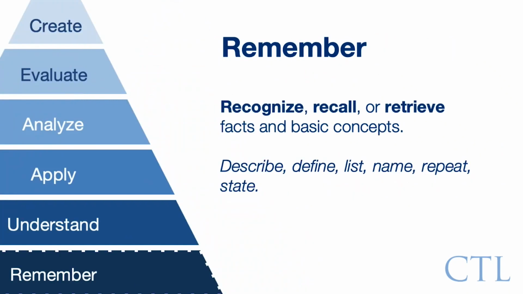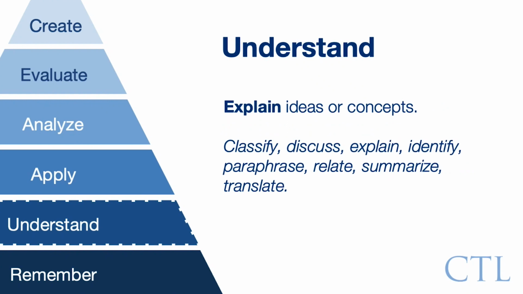At the remember level, students are able to recognize, recall, or retrieve knowledge from long-term memory. Action verbs include describe, define, identify, list, name, repeat, state. At the understand level, students are able to construct meaning from what they have been taught. Action verbs include classify, discuss, explain, identify, paraphrase, relate, summarize, translate.